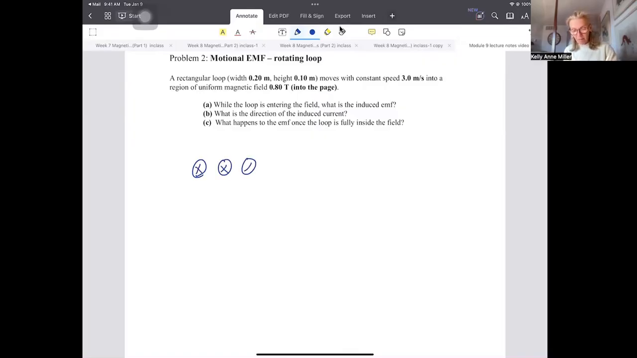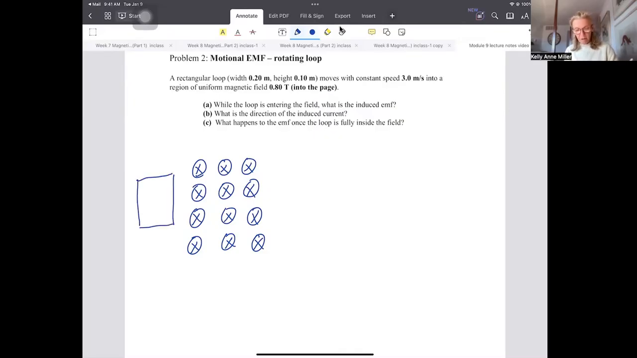So I've got my uniform magnetic field, which I'm just going to represent like this. This is kind of like the opposite of the problem that I did at the end of the last video, okay? And that's my uniform magnetic field. And here's my loop, okay? It's got a height of 0.1 and a width of 0.2. And it's moving with a v of 3 meters per second. It's not in the region yet, but it's moving into the region.